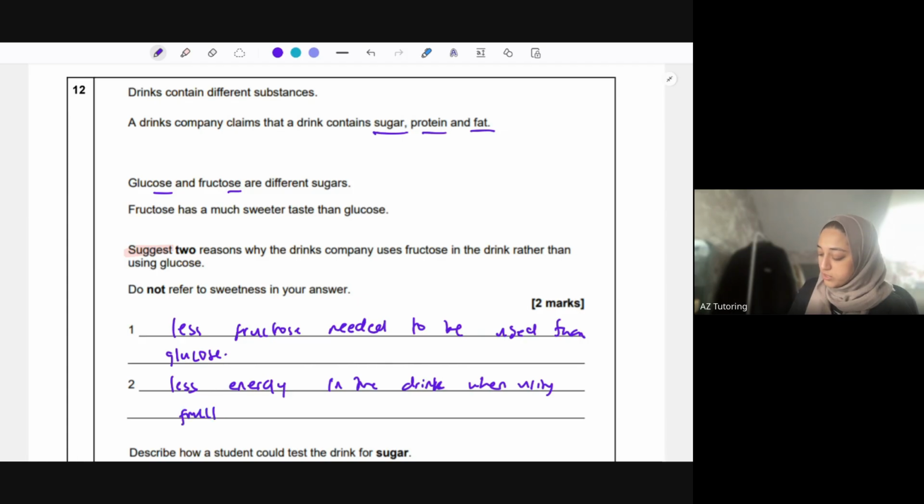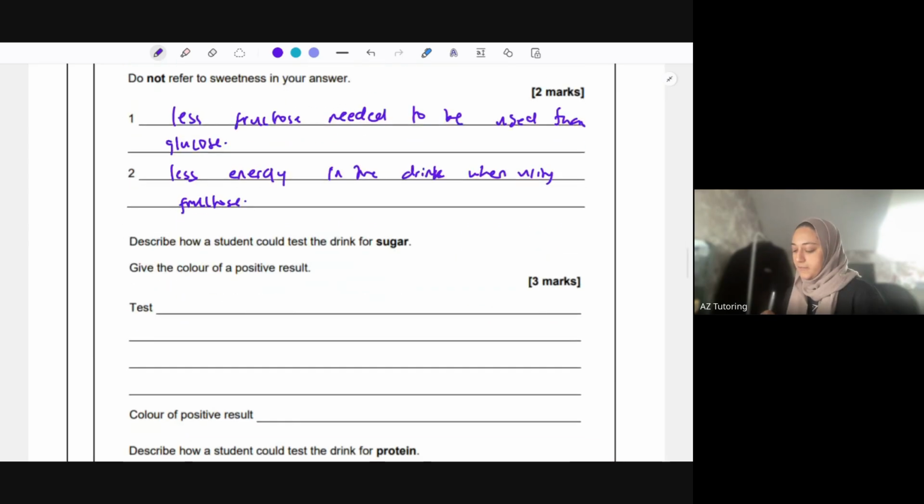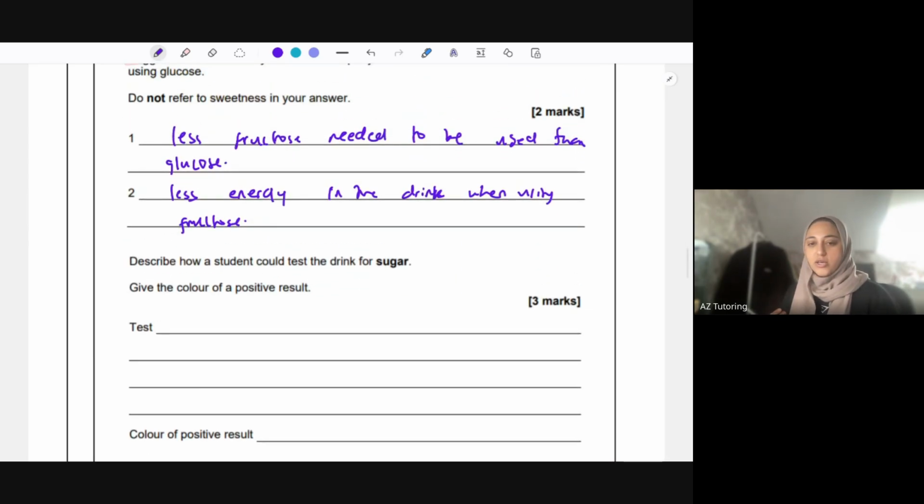fructose. So using the coconut water example, you wouldn't want coconut water to act as an energy drink. So if companies started putting glucose in coconut water, you've turned it into an energy drink, then it's kind of lost its purpose. So that's the reason why they use fructose there as well. Okay, yeah, so these suggest questions are quite tricky because it's kind of just basing on your general knowledge.